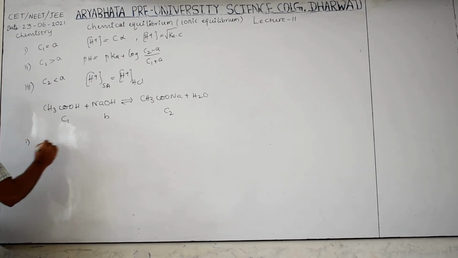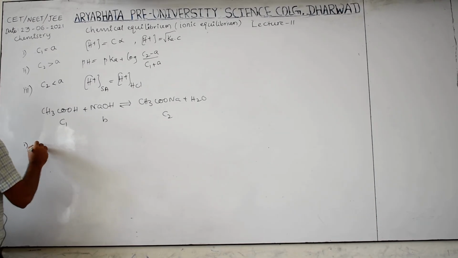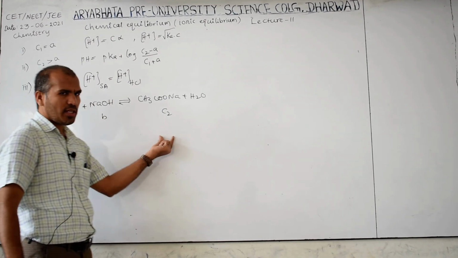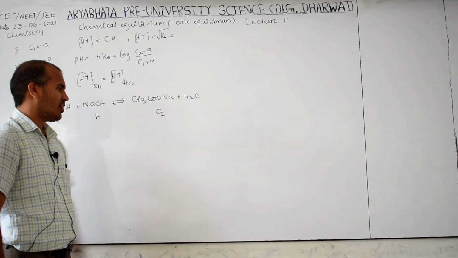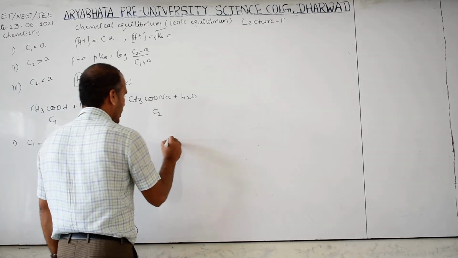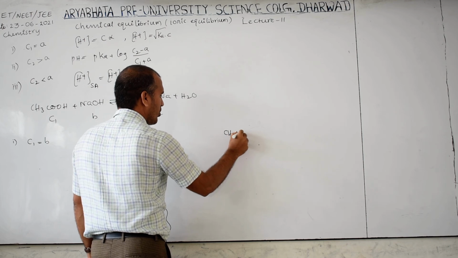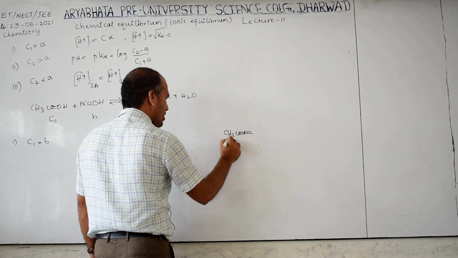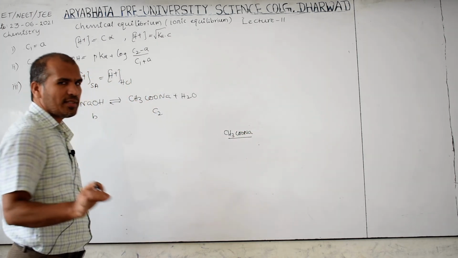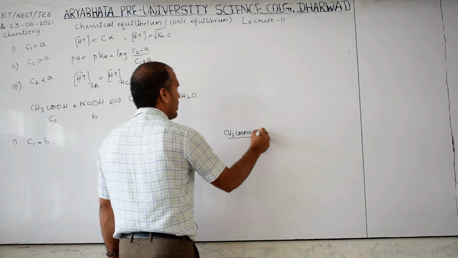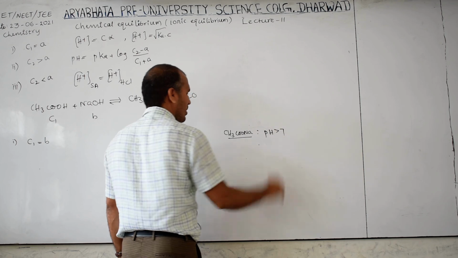One case is C1 is equal to B. Both are limiting reagents, so what is there in our reaction vessel? Only salt is present, that is, only CH3COONa is present. This salt is a weak acid, strong base salt, so the strong base is dominating, therefore pH is greater than 7.